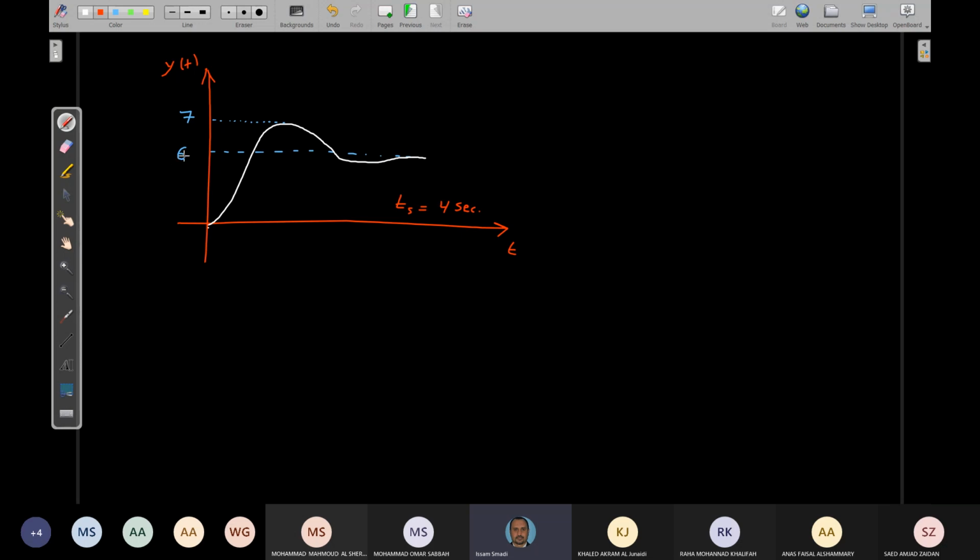Now, here the input is not unit step, the input is 6 actually. Why? Because it is the desired. And this is the input, and this actually is the step response. Now, can anyone answer what is the type number of this system? Can anyone tell me what the type number of the system is?